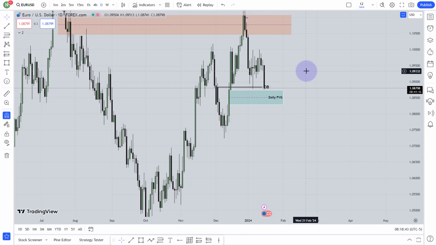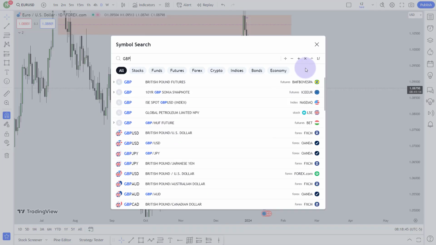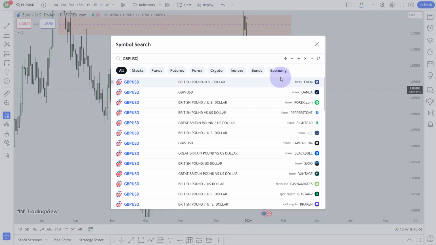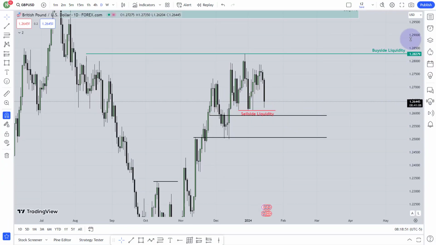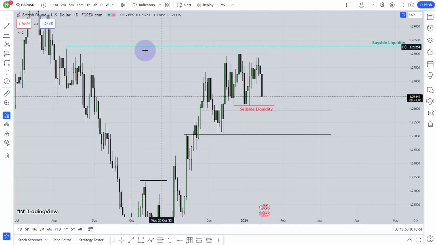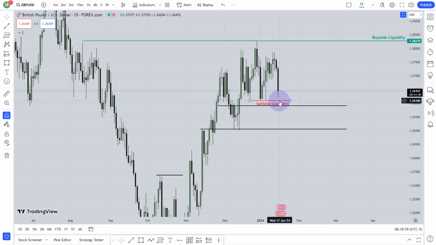Okay, this is the time to go to GBP USD. I know there are some people actually trading GBP USD as well, so let's see how it reacts. Okay, so this is the daily chart of GBP USD, and you can see it is very near to the sell side liquidity. Now, Euro USD has already taken this sell side liquidity, and GBP USD actually failed to take that sell side liquidity.